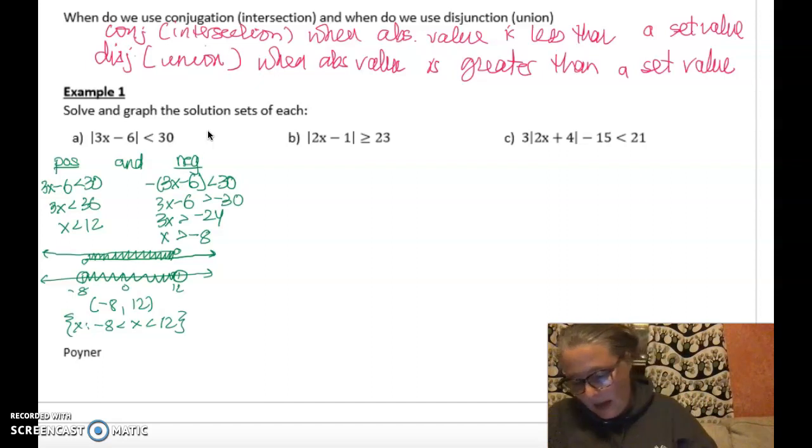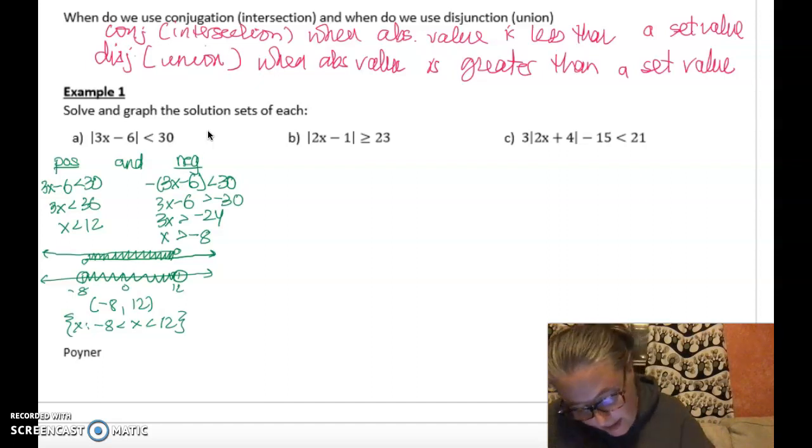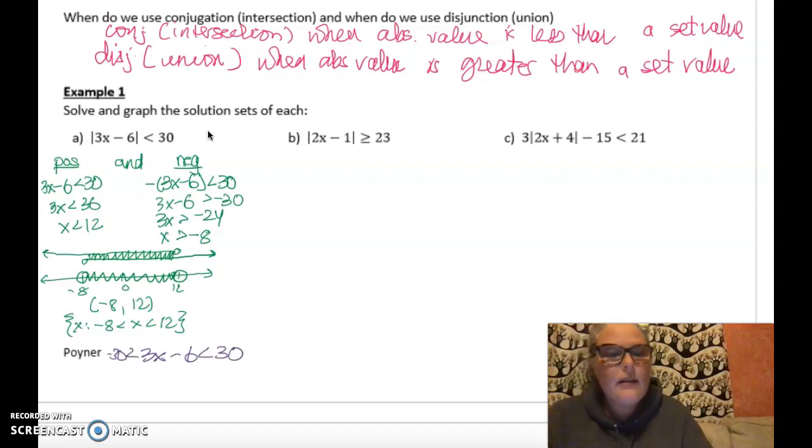So another option would be to know, and you can only do this for the less than, if the absolute value is less than, it's only true if it's less than. So look, I know that the 3x minus 6 has to be between negative 30 and 30. So I could write it like that and just do the whole problem in one shot. Oh, that's really hard to read.